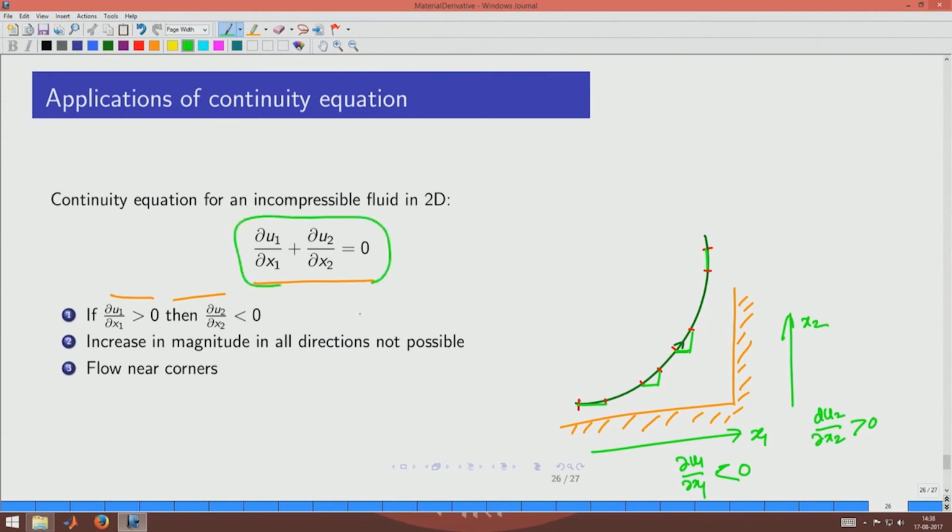So, which means that recirculations can be explained by continuity equation by looking at only an equation of this simple nature, saying that if one velocity has to keep decreasing in magnitude because of a wall, then the other component will pick up, which means that the velocity will take a turn. Okay, so, this is how you can actually apply continuity equation.